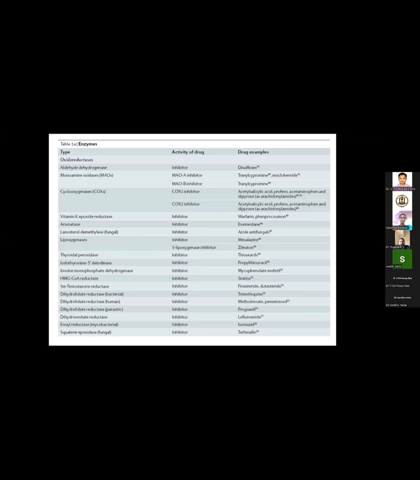So these are the examples of the enzymes you are targeting, the activity of the drug, and the examples of the drug. Here we can clearly see we are mainly targeting the oxidoreductases, aldehyde dehydrogenase, MAOs, cyclooxygenases, vitamin K epoxidase, aromatase, lipoxidase, different types of enzymes. And here, how these drugs act on these particular enzymes is clearly mentioned in this table.